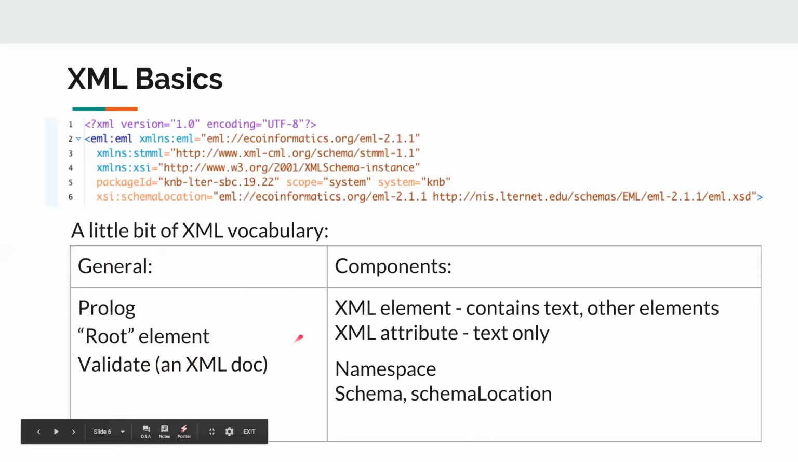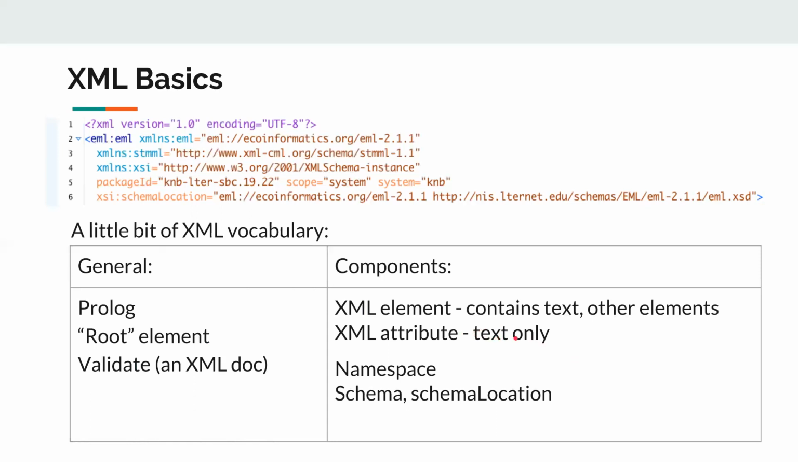On the right over here are the main components of an XML document. Basically, XML is made up of elements and attributes. Element content contains text or other elements, so that's how you get the hierarchical document. An XML attribute contains only text.